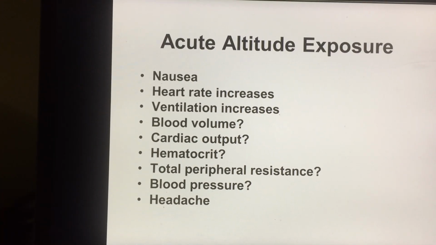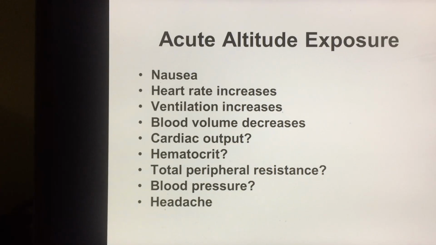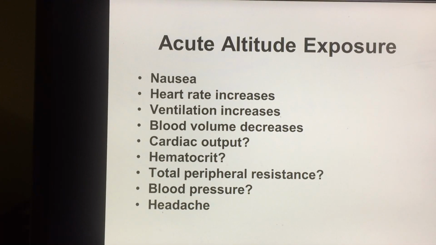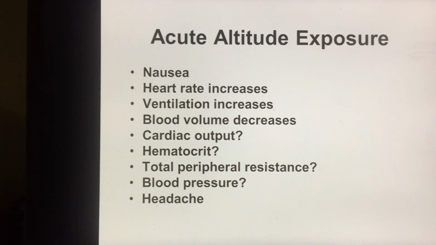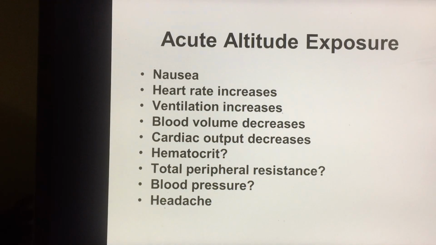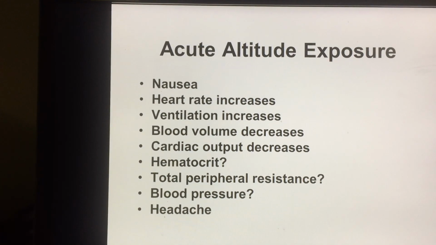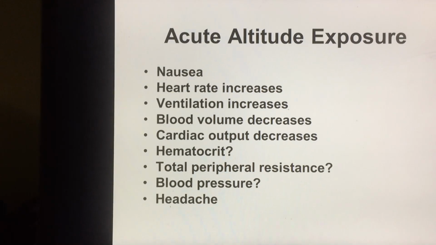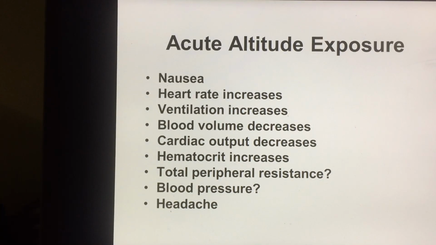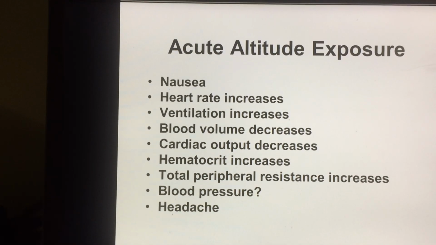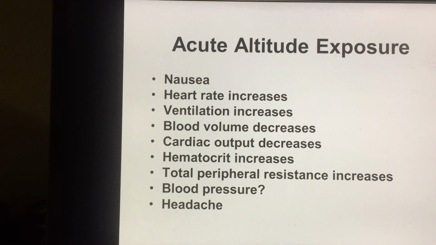What happens to blood volume? It decreases, and it decreases because as your ventilation increases, you start to exhale water vapor, so you start to lose water vapor, you become dehydrated easily, and your blood volume starts to decrease. That will in turn decrease your cardiac output because you have less venous return because of the reduced blood volume. Because you have a reduced blood volume, your percentage of red blood cells increases, so your hematocrit increases. That makes your blood thicker, and that's going to increase your total peripheral resistance because it gets more difficult to pump thicker blood around your circulatory system.